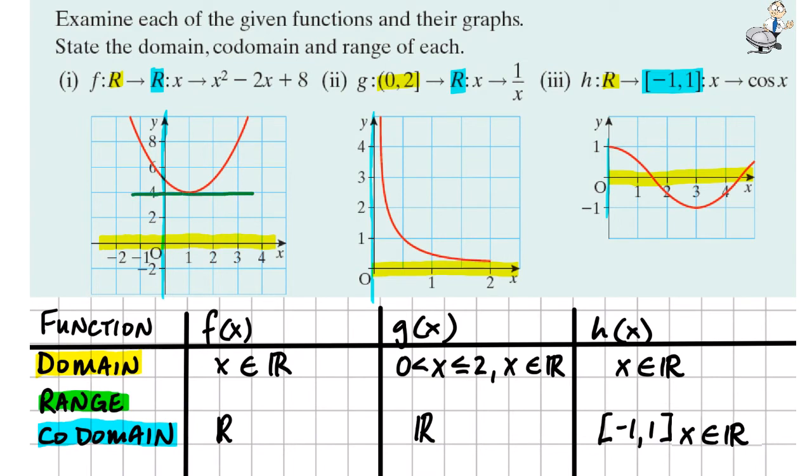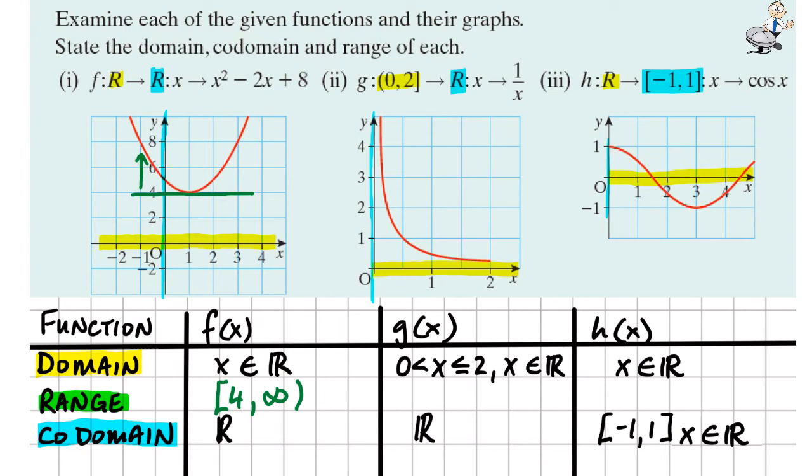The range of the function are the actual output values. So even though there might be possible output values for this type of function, in this actual function, if we look at function f here, we see that it does have a minimum point. So it doesn't have any answers that are below an output of 4. So this goes between 4 and infinity.